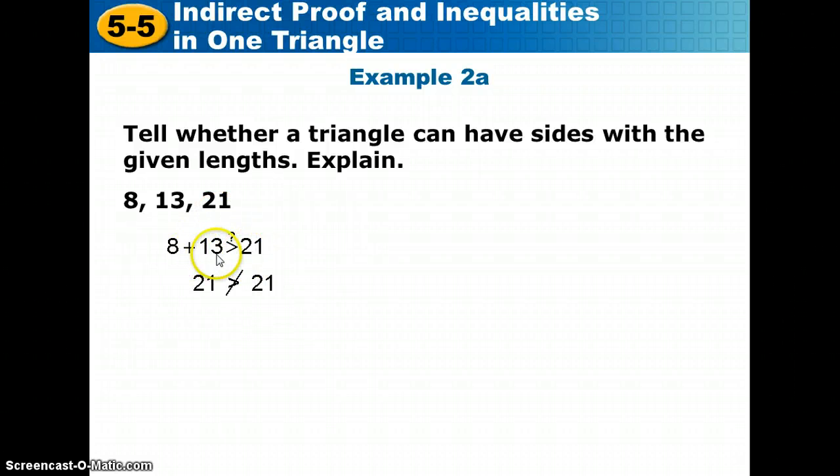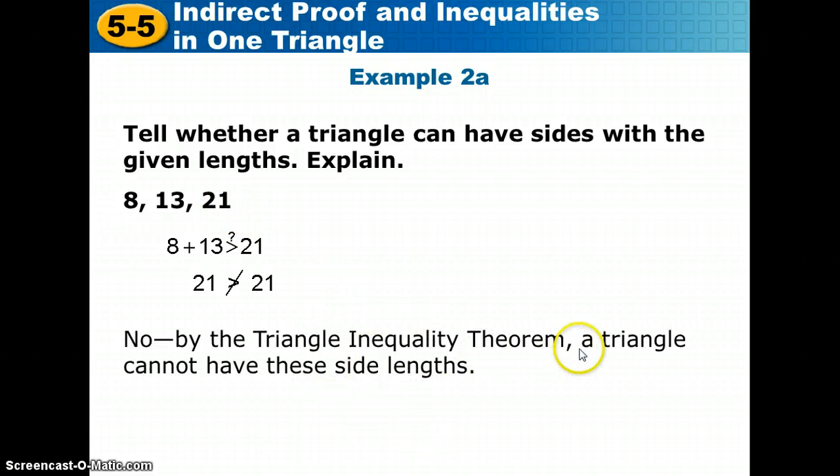8 plus 13 is 21. 21 is not greater than 21. Since these 2 sides don't add up to more than the third side, the triangle inequality theorem says this cannot give a triangle. These cannot be the side lengths of a triangle. No, by the triangle inequality theorem, a triangle cannot have these side lengths is what you should write.